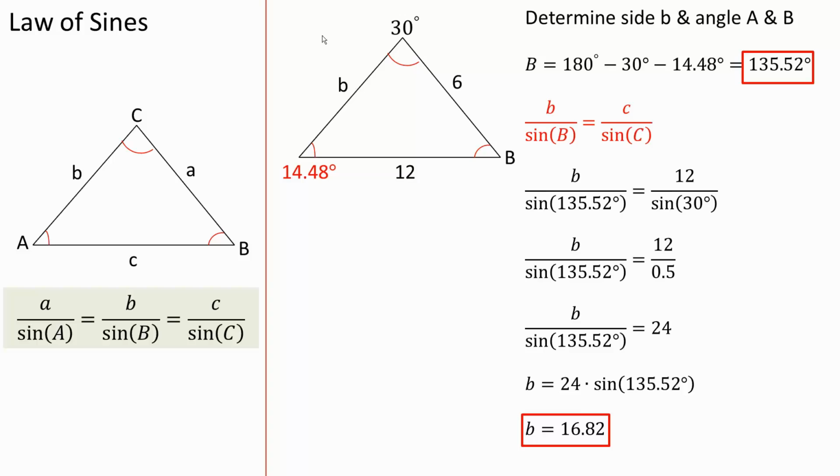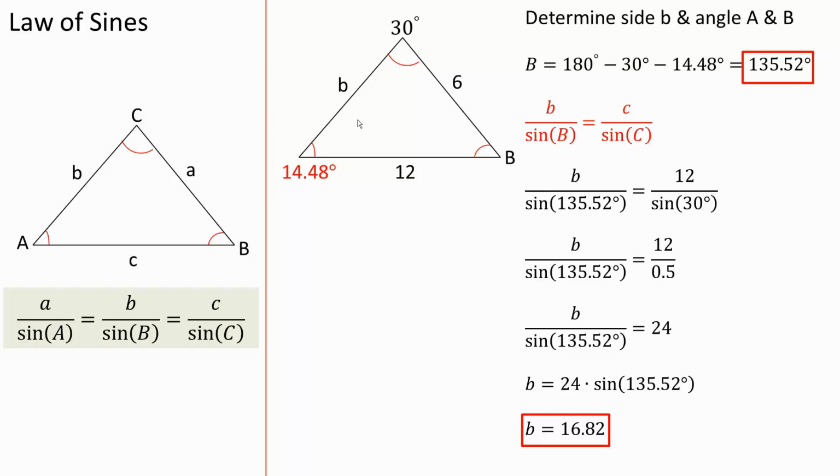Right now we have two angles and we know a triangle adds up to 180 degrees. So I could say 180 minus 30 minus 14.48, and I would know that angle B is 135.52 degrees. And now once again, I will use the law of sines in order to determine side length B.